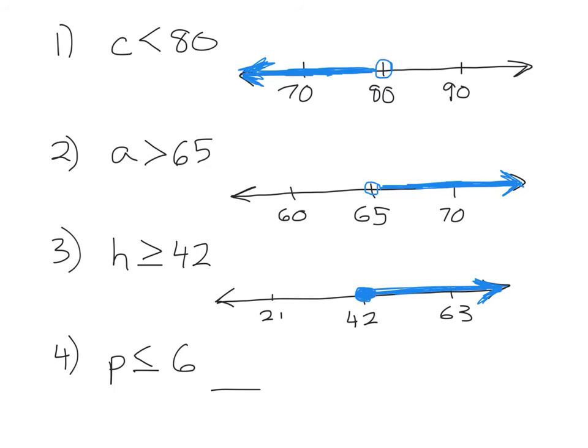Number 4 is going to be similar in one respect. It could be equal to the number that we're looking at. We'll put 6 on here, and let's count by 6s. We'll put 0, and we'll put 12. P is less than or equal to 6. So P could be equal to 6. So we shade in the circle to show that that's a potential solution, and we shade in all the numbers that would also make this statement true, which includes all these numbers to the left, including 0 and all of the negative numbers.